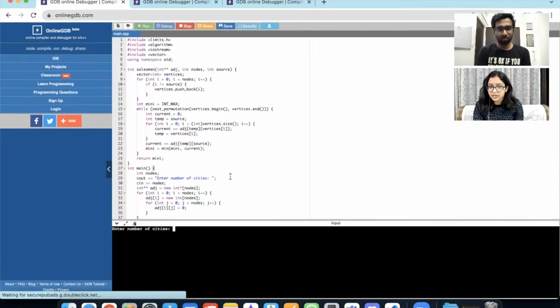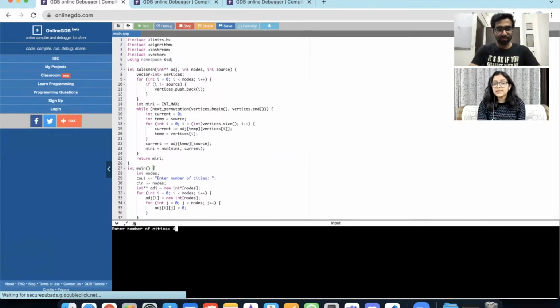and the source as arguments. In the function salesman, we use a loop and store all vertices apart from the source vertex in a vector. We generate all the n-1 factorial permutations of cities using a while loop and calculate the cost of every permutation and keep track of the minimum cost permutation. This function returns the cost of the permutation with minimum cost, which is then outputted in the main function.